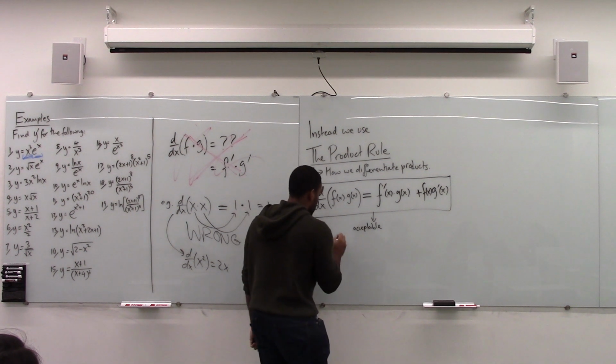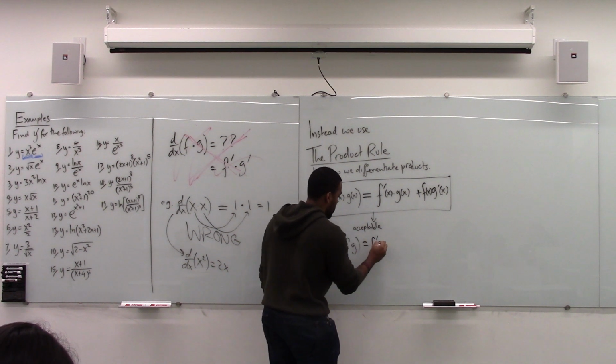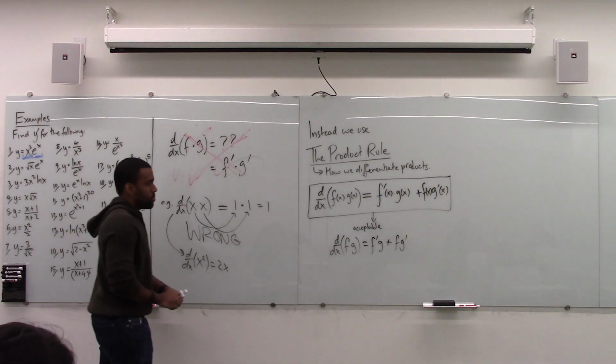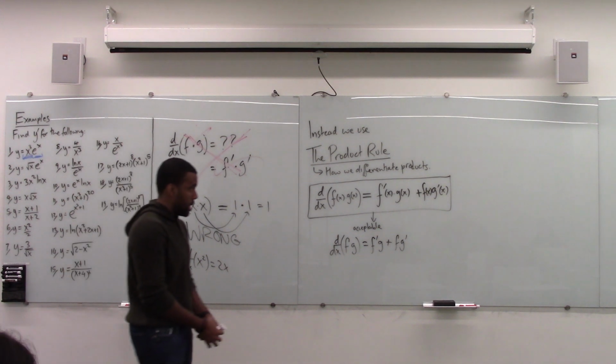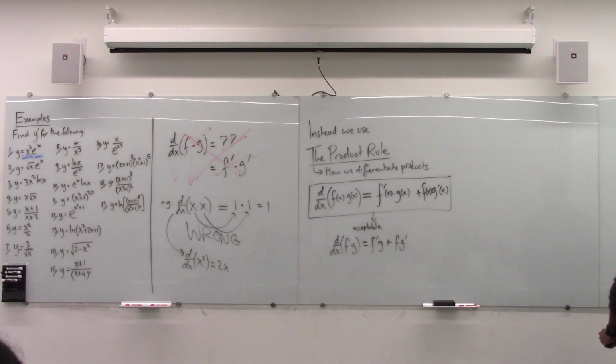Another way to write this down, if I ask you to regurgitate the product rule, you don't have to write the (f·g)' of x, it's okay to write f prime g plus f g prime. So you want to think of it that way. So that is how we actually find the derivative of a product.